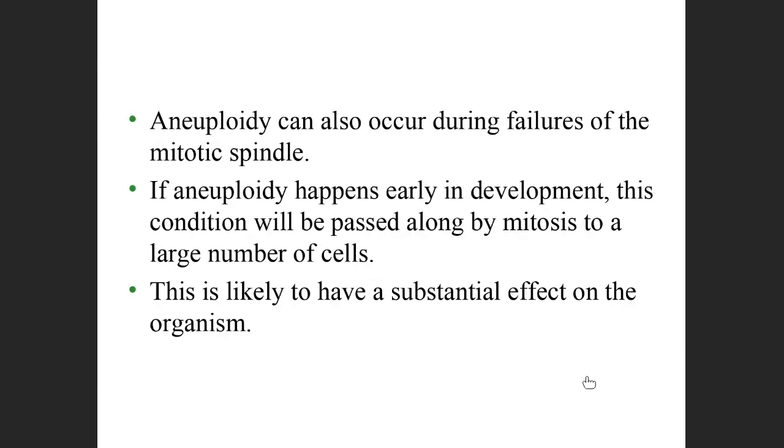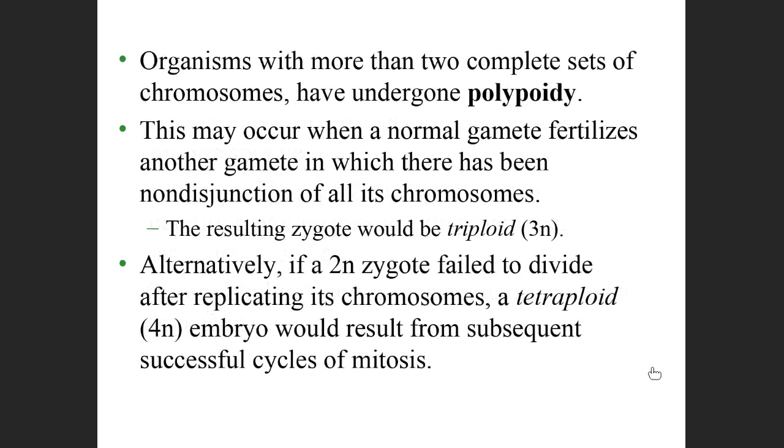So aneuploidy can occur because of failures of the mitotic spindle. Aneuploidy can happen early in development. Then it will be passed on by mitosis to a large number of cells. So everything may have started off okay, but then a mistake happened during mitosis and cell division. So all the cells produced at that mistake are all messed up. And yes, it will have a substantial effect on the organism, usually killing that organism.